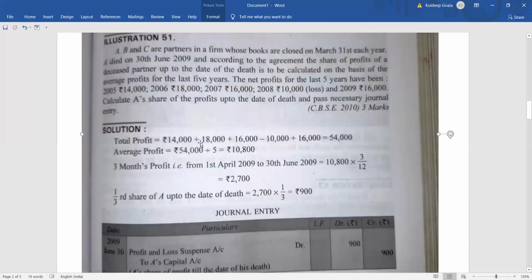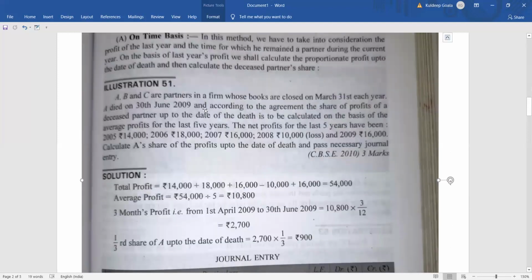So here is a question. We'll take up an example. A, B and C are partners in a firm whose books are closed on 31st of March each year. A died on 30th June 2009, and according to the agreement, the share of the profit of the deceased partner up to the date of death is to be calculated on the basis of average profit of last 5 years. Try to understand. A, B, C were the partners, and the books are closed on 31st March every year. A died on 30th June.